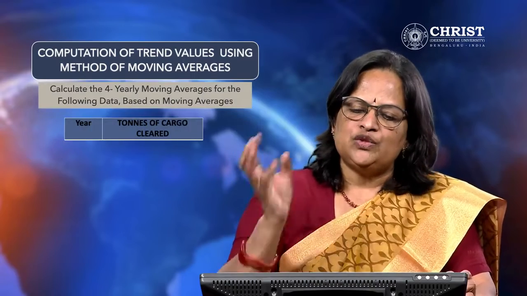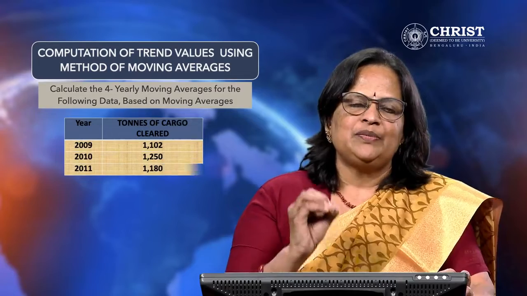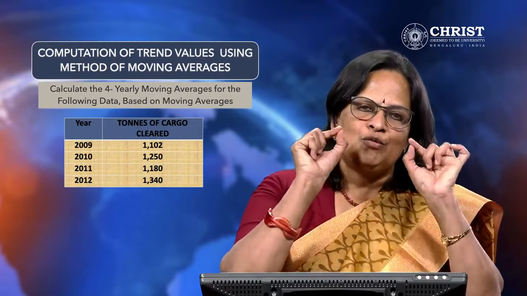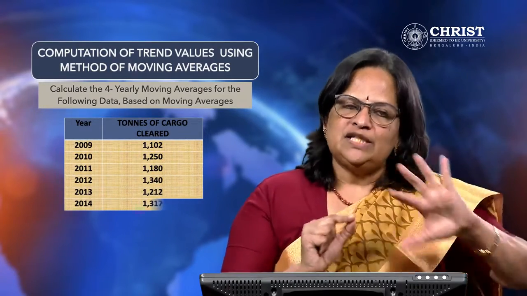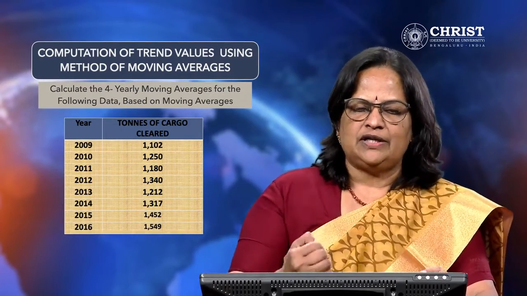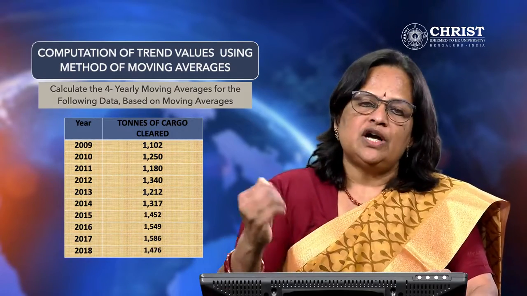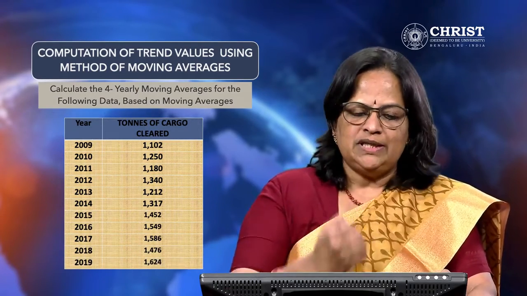Now we are coming to the second problem. Here the computation is 4-yearly moving averages for the following data based on the moving averages. Here the problem is you cannot select one year as the middle year, whereas it's possible for odd years. So that is why I told you the computation is slightly different. So the question is year 2009 and tons of cargo cleared, up to 2020 it's there.